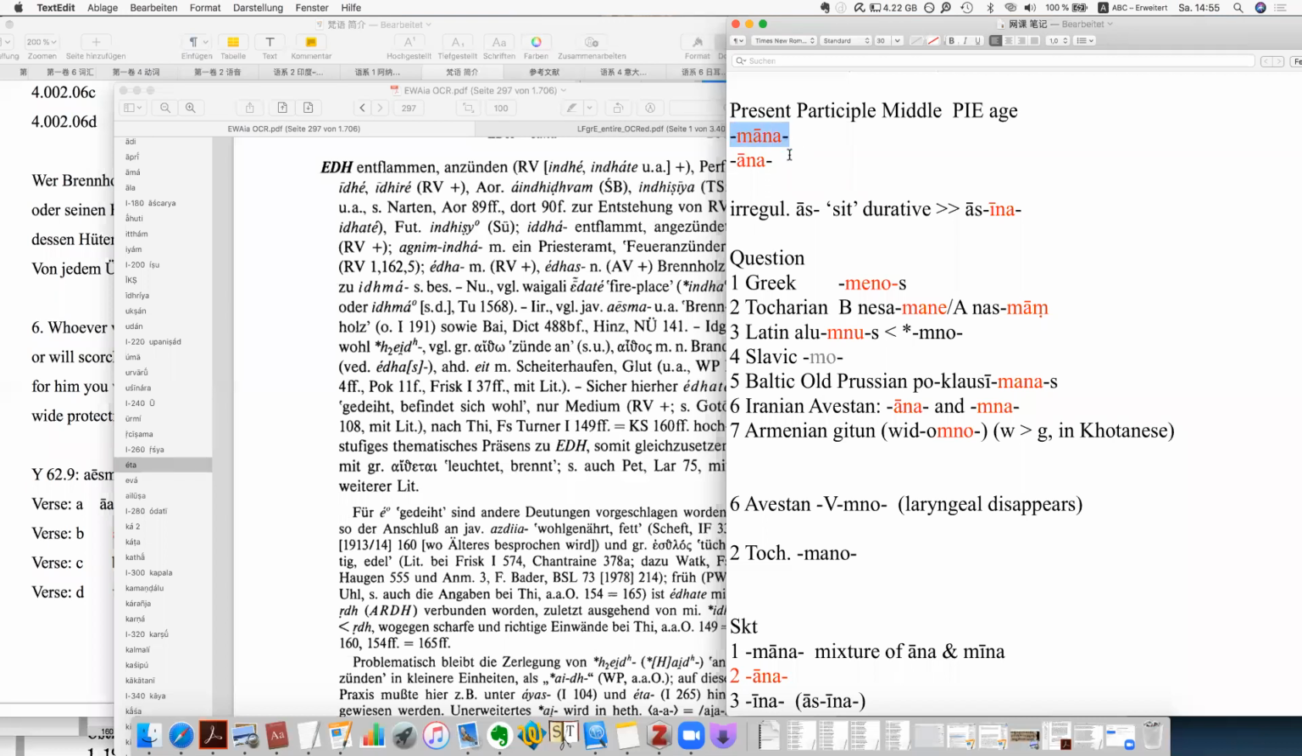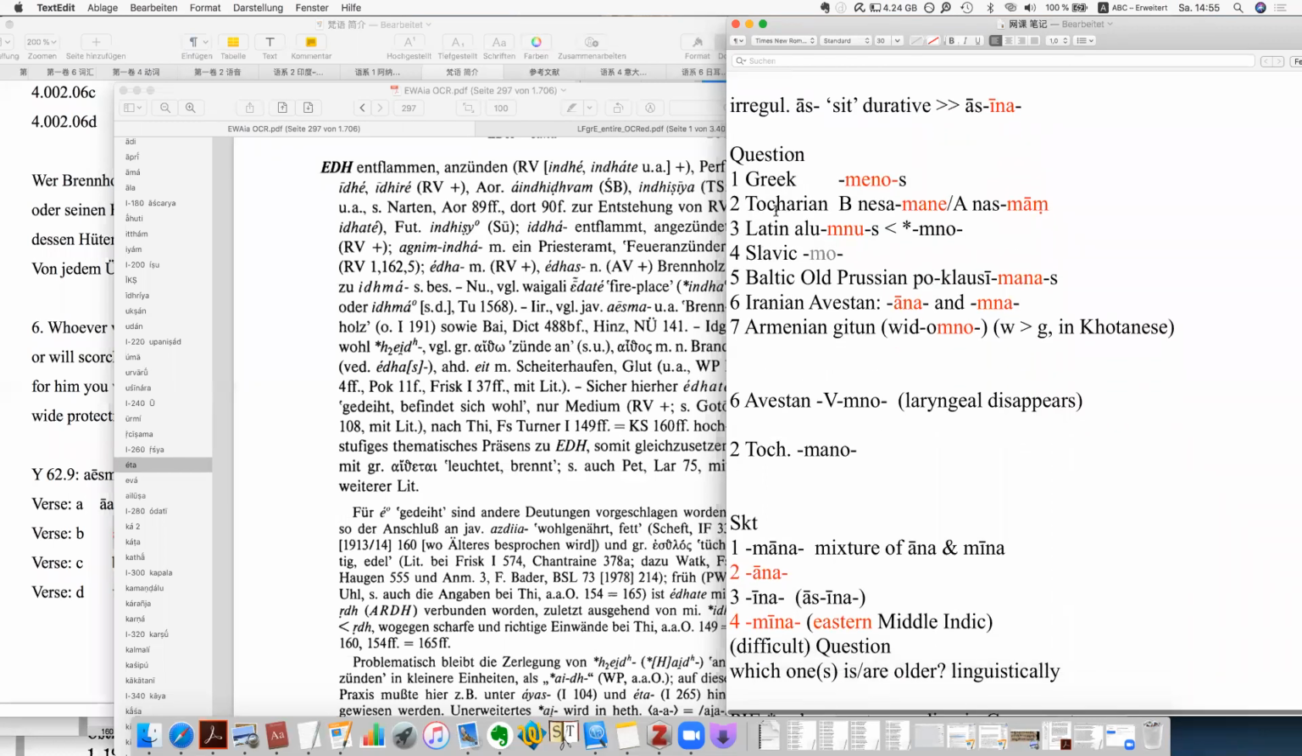In Sanskrit, we have -māna and -āna, and this middle participle is also preserved in other Indo-European languages. Like in Greek, we have -meno. In Tocharian, we have -māne, -mane, and -mh₁no. In Latin, we have -mino. And in Old Prussian, we have -māna. In Iranian, there's also -āna and -mna. And Armenian as well.